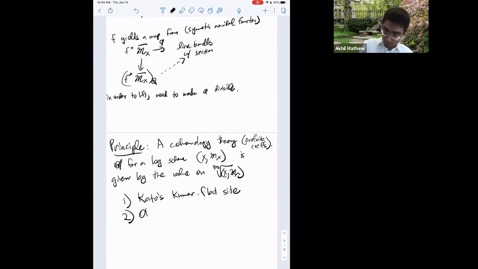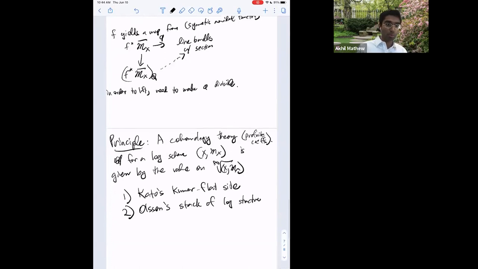Another antecedent is Olsson's work on the stack of log structures. In Olsson's setup, instead of forming this infinite root stack, there's a map from X to the stack of log structures, and one considers some sort of relative theory. I believe that's closely related to this setup, because you can build this infinite root stack by starting with the map to the stack of log structures and making that infinitely divisible or perfect, and that will make some comparison. I haven't worked out details here, but I believe this should be closely related to Olsson's setup, where you use the fact that making something perfect is going to get rid of differential forms.